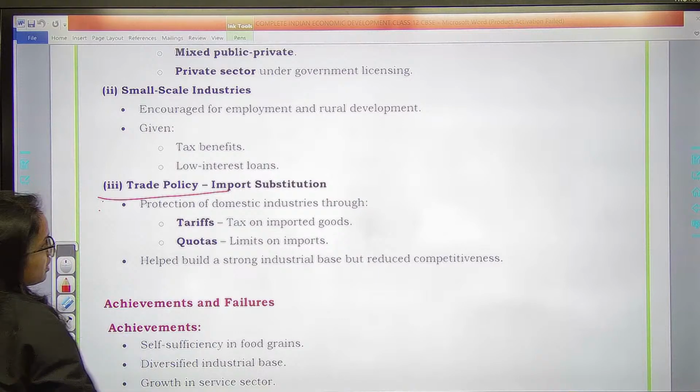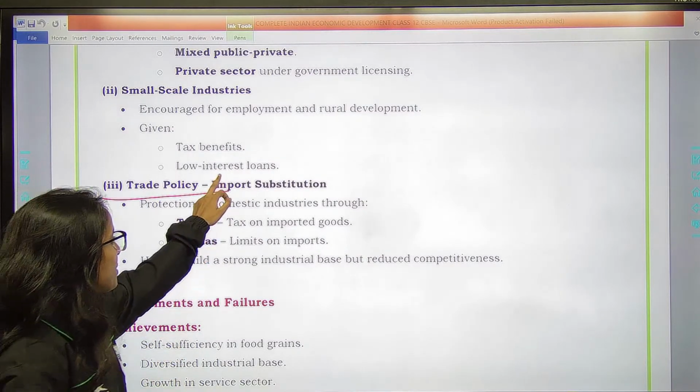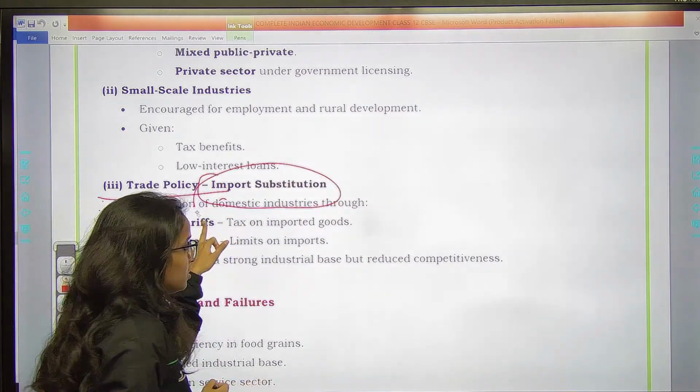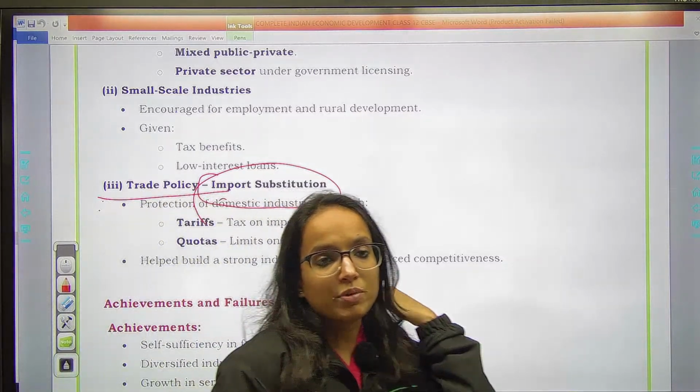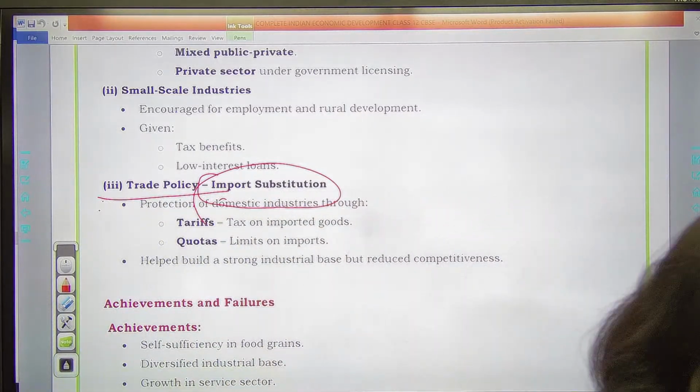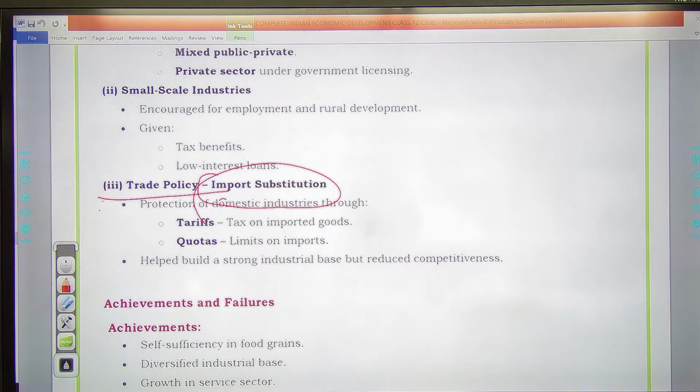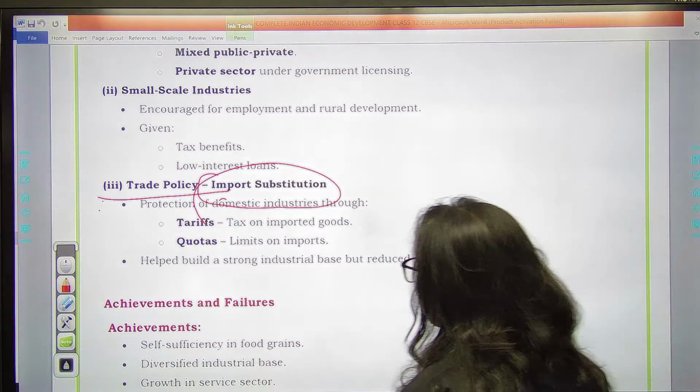Then trade policy, import substitution. Remember, they can ask you what is import substitution. So policies of import substitution were adopted. Import substitution kya hai? Where we want to find alternatives if we have high dependence on imports, so basically domestically producing that good or service which we were importing otherwise, because when we import we have to pay out the foreign currency, right? So it is a leakage from the circular flow of money.